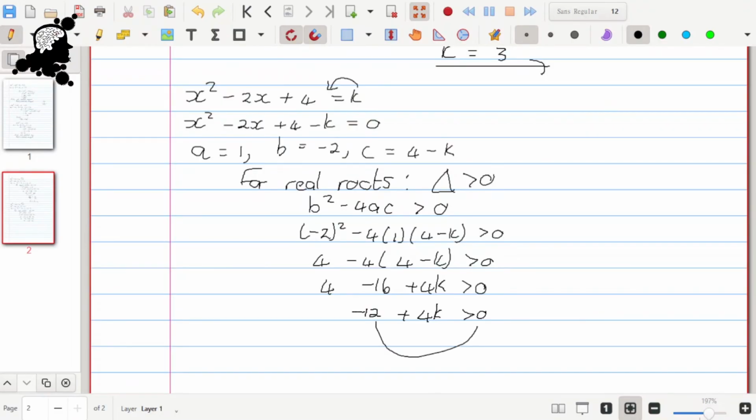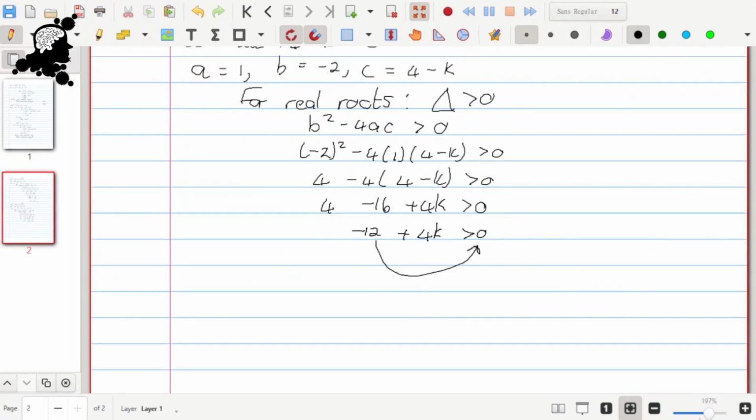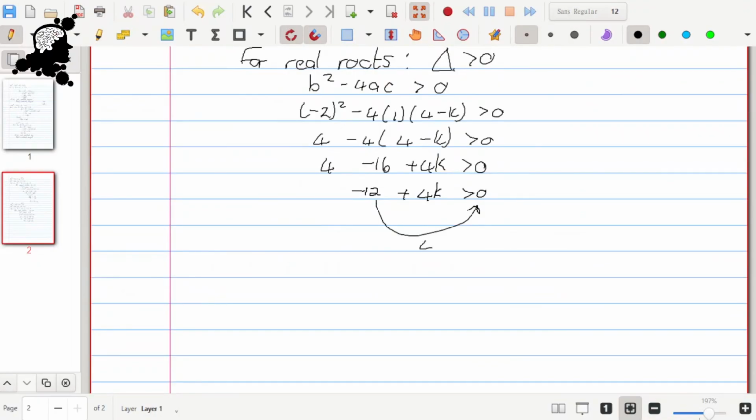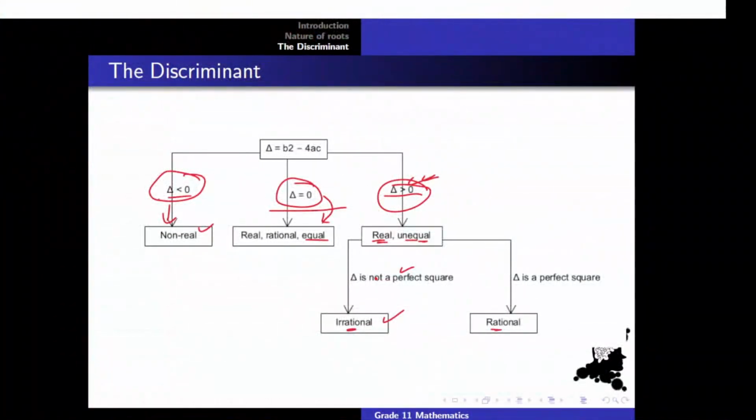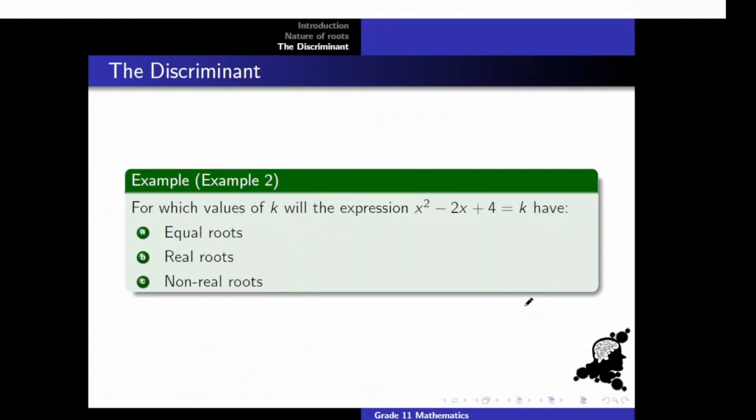We can take the negative 12 to the other side, and we are going to get 4k is greater than positive 12. Now we can divide by 4 and divide by 4. This will cancel this. We're going to get k is greater than 3, and this is our final answer. Life is great. Right, let's look at the next question.